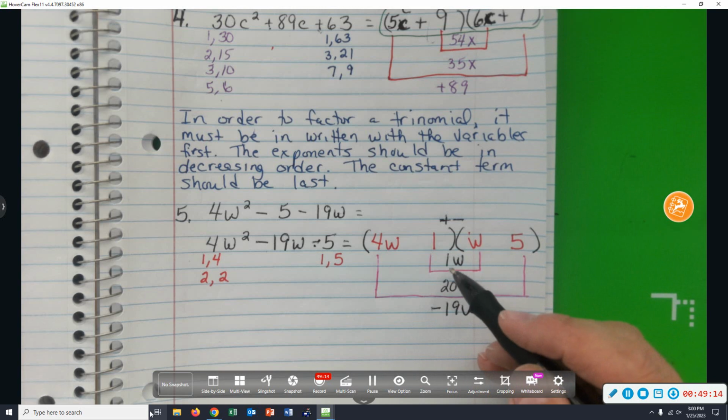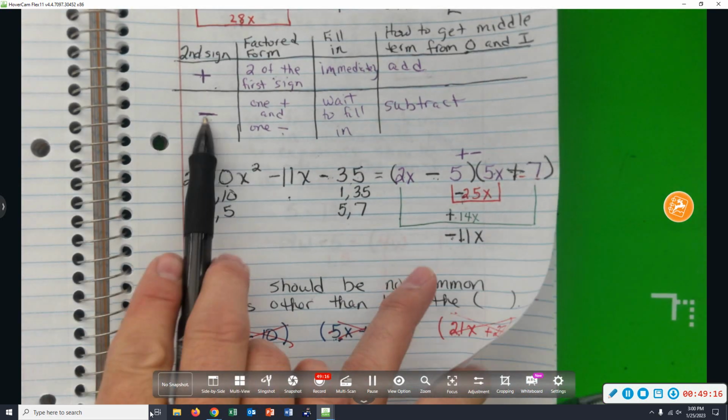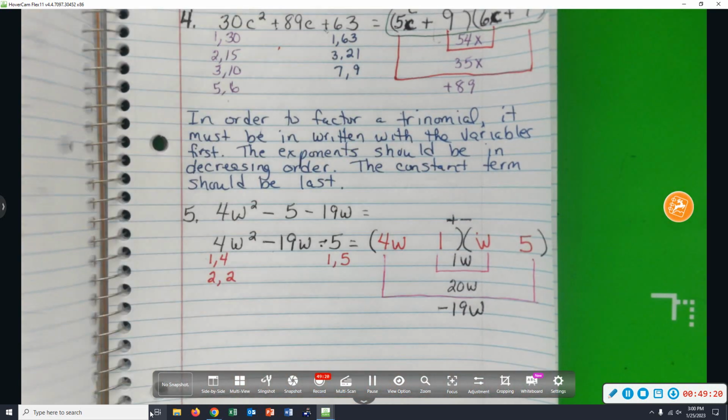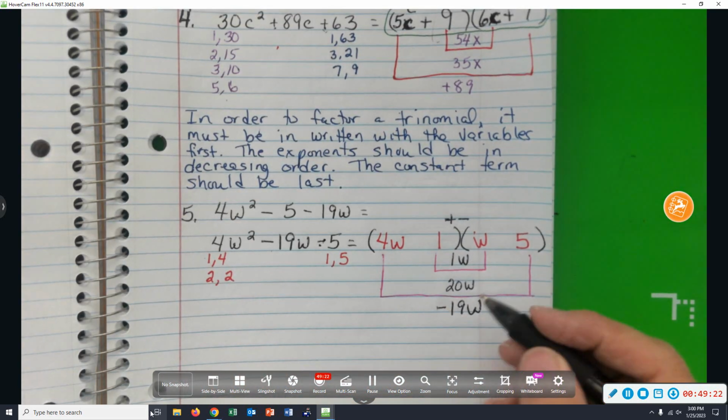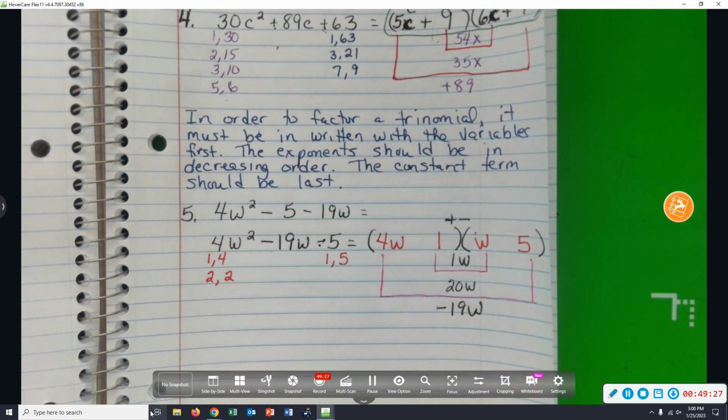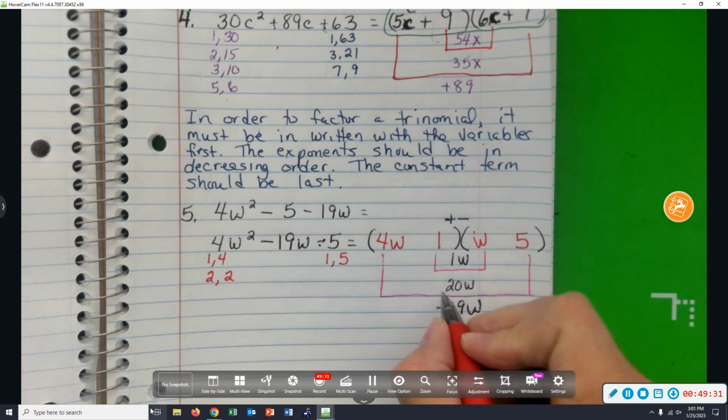Can I subtract? Now, this is on the second line, where that second sign is minus. So can I subtract those numbers to get a 19? If I subtract 20 and 1, I can get a 19. Okay, so where does the negative go? Say it louder. Okay, in front of the 5.